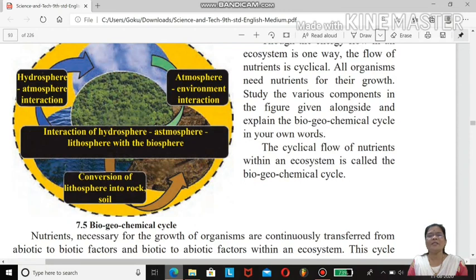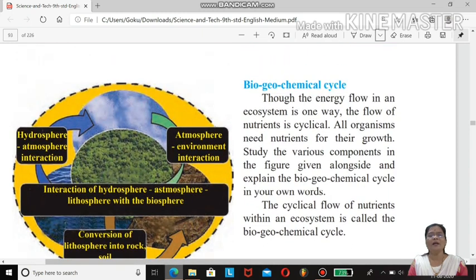Look at the diagram 7.5. In that, the biogeochemical cycle is shown. Students, what is meant by biogeochemical cycle? The cyclical flow of nutrients within an ecosystem is called a biogeochemical cycle.